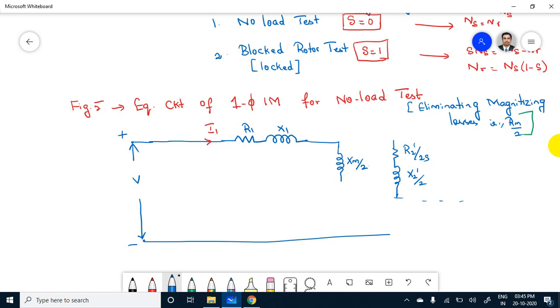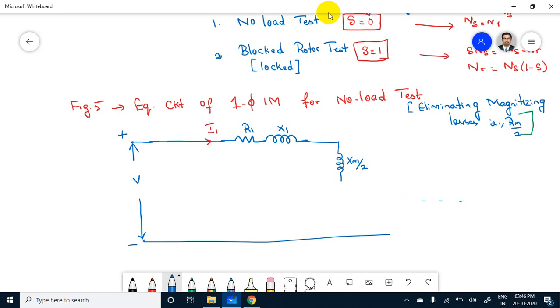Okay, now here when you see in forward this, if you substitute s equal to 0, because we know the condition of no load test, s equal to 0, I will get R2 by 2 into 0, I will get infinity. So better we can avoid this term, since we are getting infinity parameter.